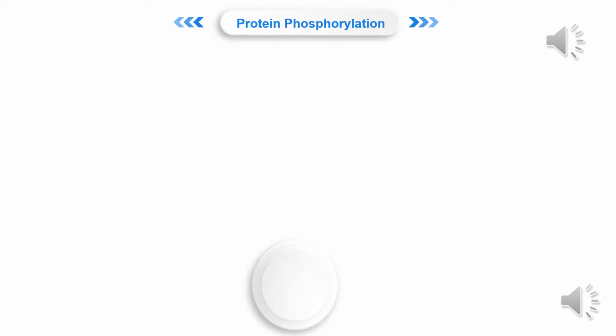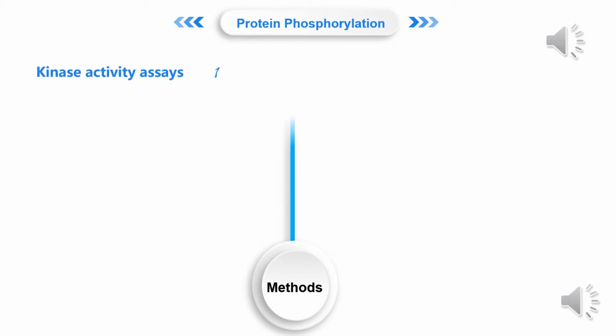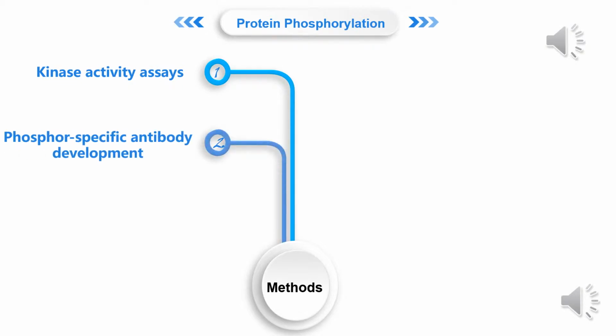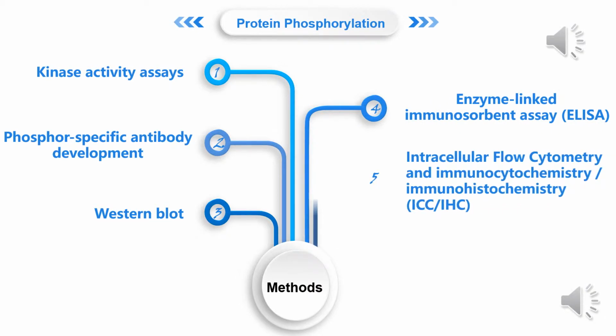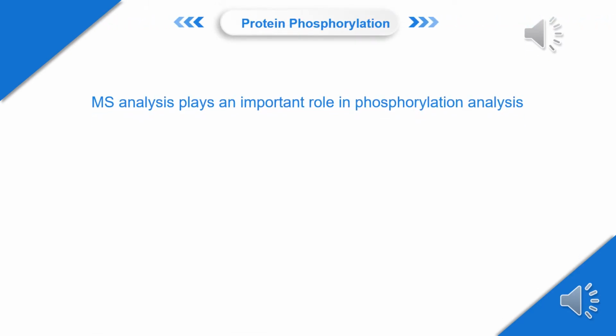There are many methods for phosphorylation analysis, including kinase activity assays, phospho-specific antibody development, Western blot, enzyme-linked immunosorbent assay, as well as intracellular flow cytometry and immunocytochemistry or immunohistochemistry. In addition to these methods, mass spectrometry analysis plays an important role in phosphorylation analysis.